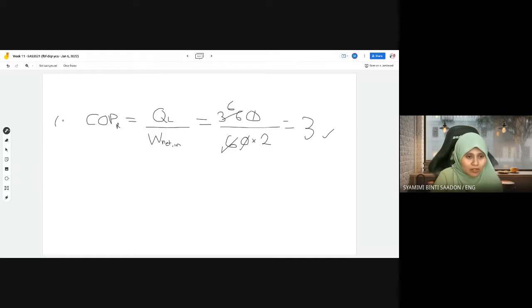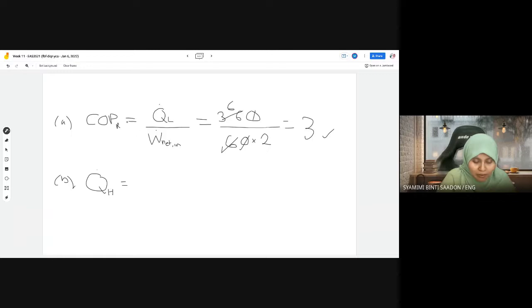Second one, B: the rate of heat rejection to the room that houses the refrigerator, the kitchen or the environment surrounding our refrigerator. So that means we want QH. Because it's a rate per second, we have to have the notation on top.